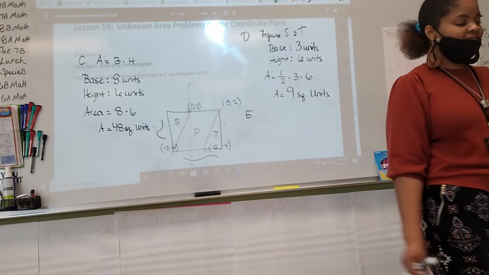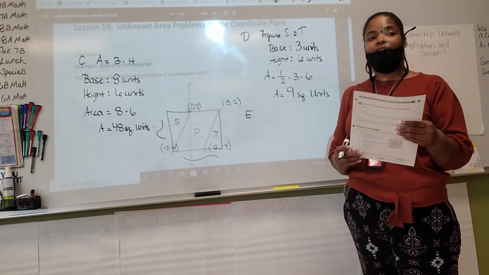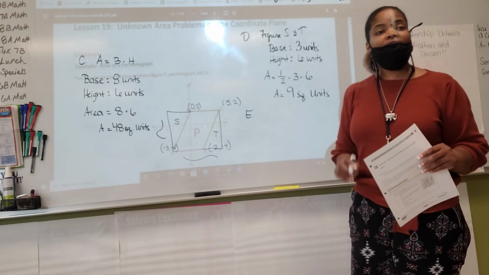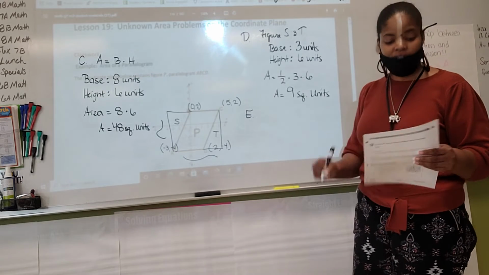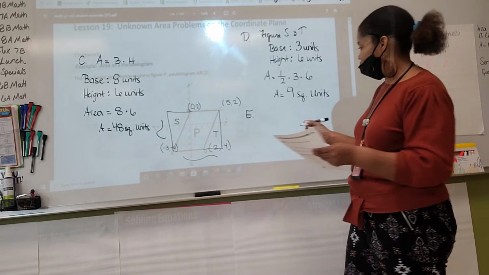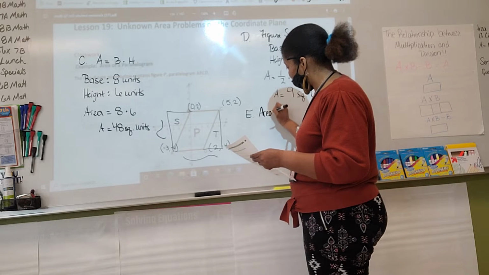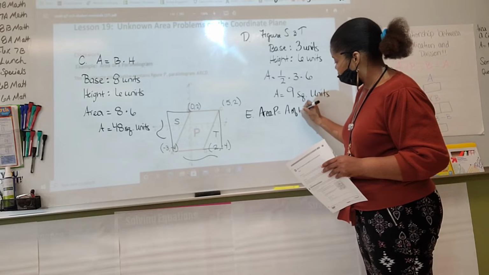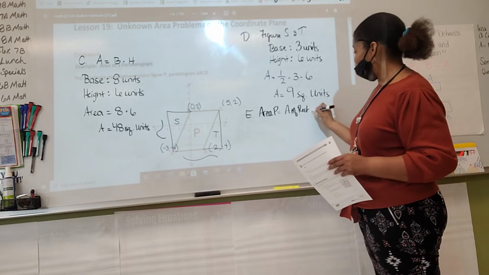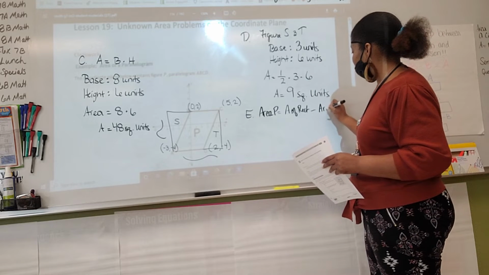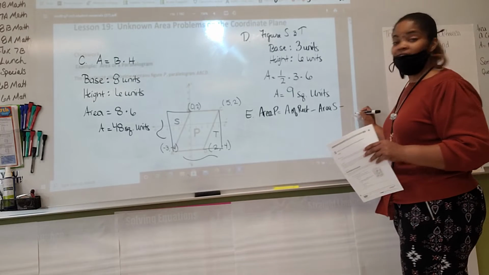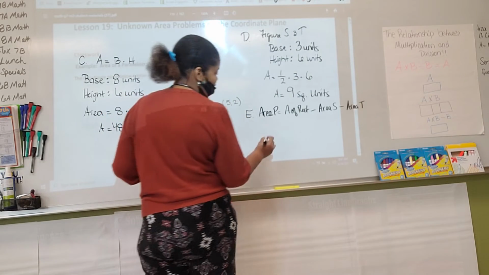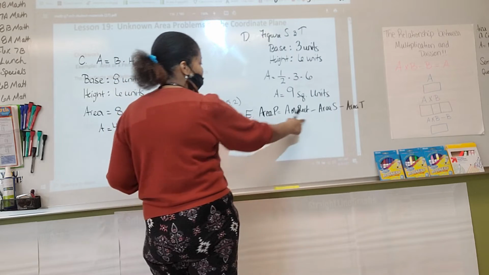E says, use these areas to find the area of the parallelogram, the first beginning, A, B, C, and D. We want to find the area of that. Here's what I'm going to do. I'm going to take area P equals, and I'm going to use the area of the rectangle, and I'm going to subtract the area of S, and I'm going to subtract the area of T.